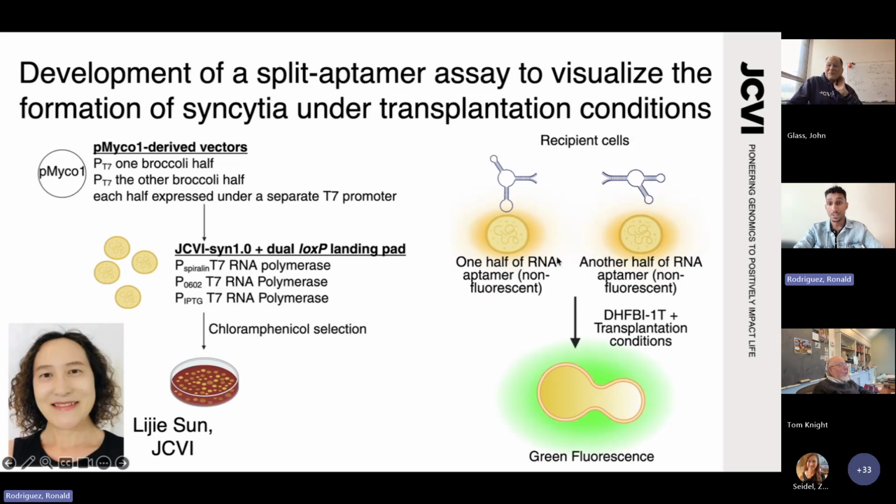Once we get this assay up and running, the idea is that cells that express one half of the aptamer should not be fluorescent, and the other half by itself should not be fluorescent. But hopefully, under transplantation conditions and with this non-fluorogenic DHFBI dye, we will get fluorescence in a microfluidic setup.